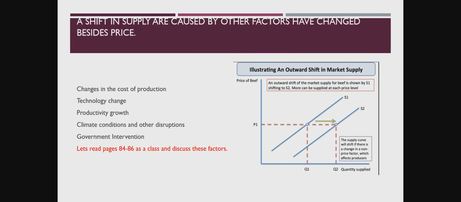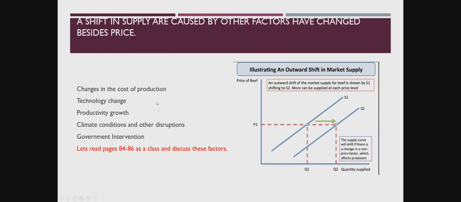Next, we've got to look into the shifts of the supply curve. So what causes the supply curve to shift from one supply curve to a totally new supply curve? Because prior, we were just looking at movements from one point on the supply line to another. So the reason why supply curves can shift is due to any other factor besides price.